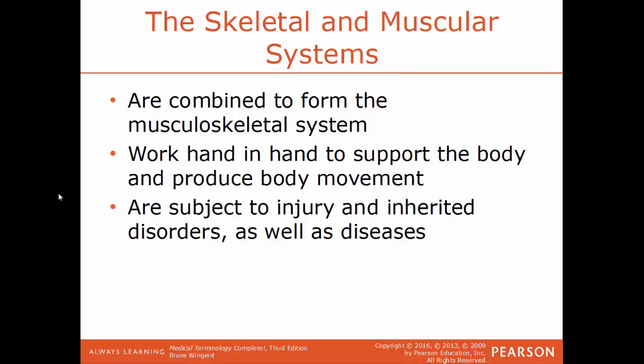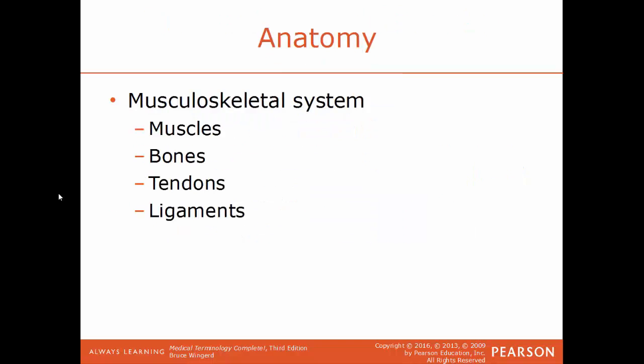And it's like any other body system, these are subject to injury and inherited disorders, as well as many kinds of diseases. Alright, we're talking about the anatomy of the musculoskeletal system. Of course, for the muscle part of that combination, you'll have muscles, then you also have tendons and ligaments. Those are two separate things. They are not the same structure. And for the skeletal portion of this combination, obviously that will include the bones.